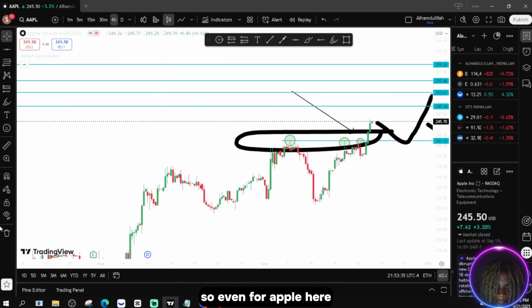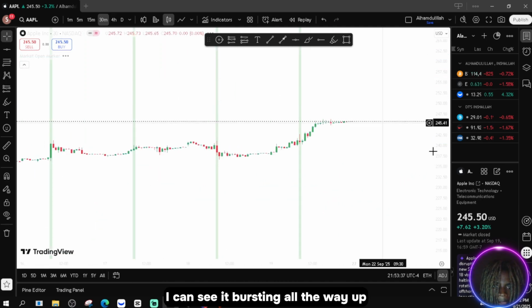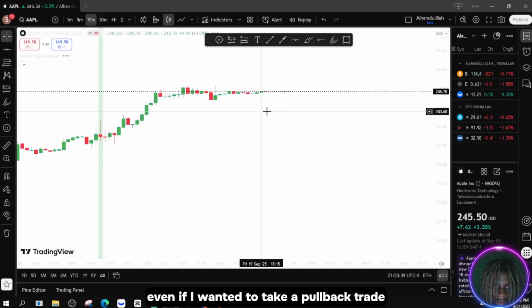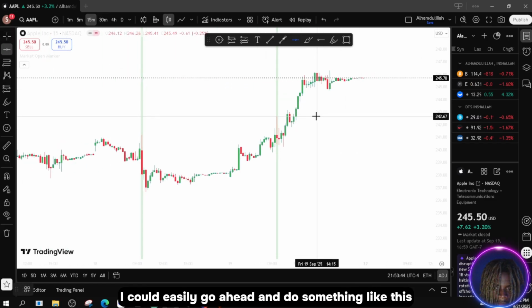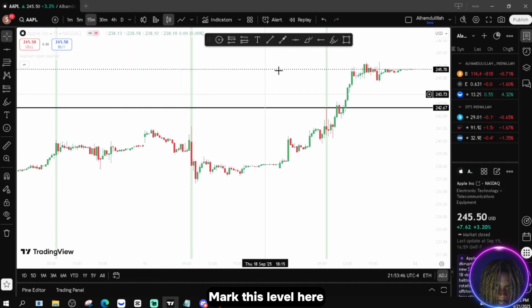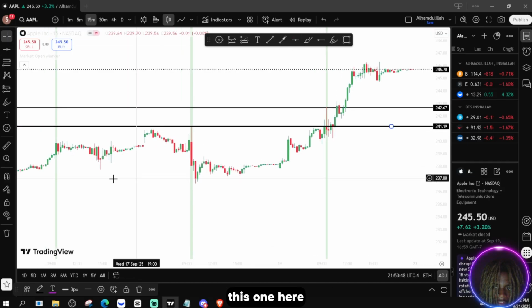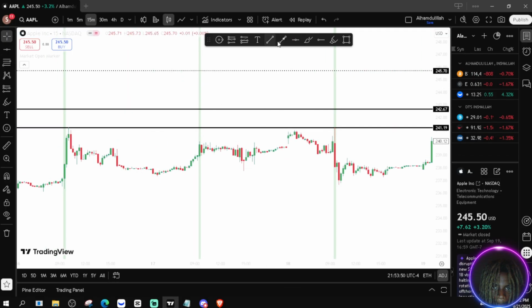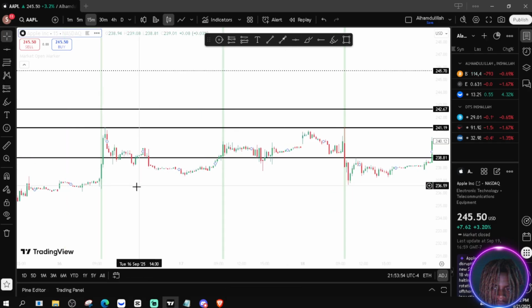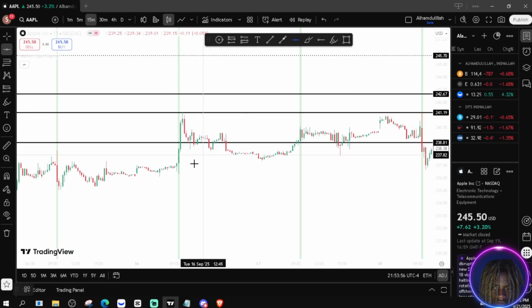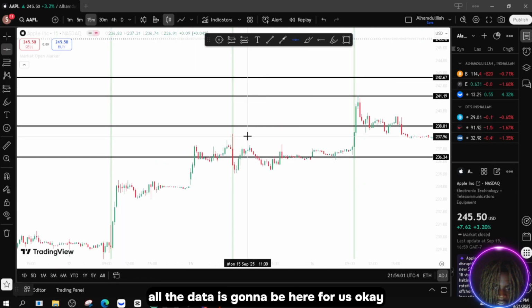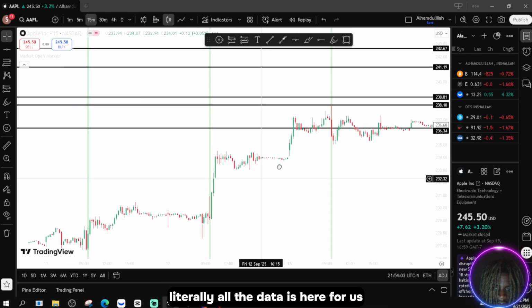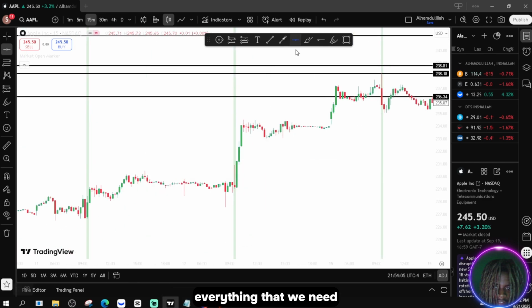So even for Apple here, I can see it bursting all the way up. Even if I wanted to take a pullback trade, okay, I could easily go ahead and do something like this. Mark this level here, this one here, this one here, this one here. Okay, all the data is going to be here for us. Okay, literally all the data is here for us. Everything that we need.